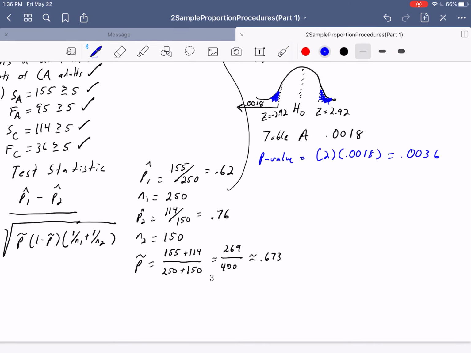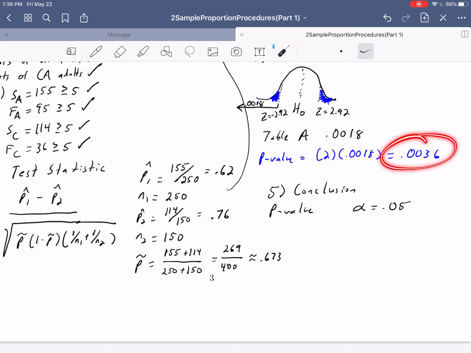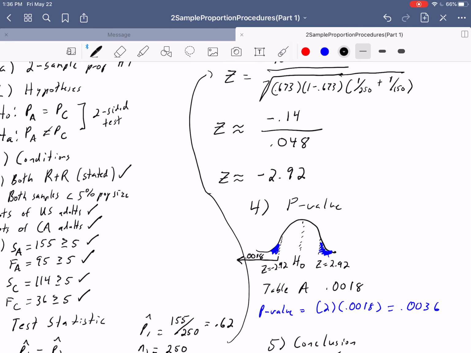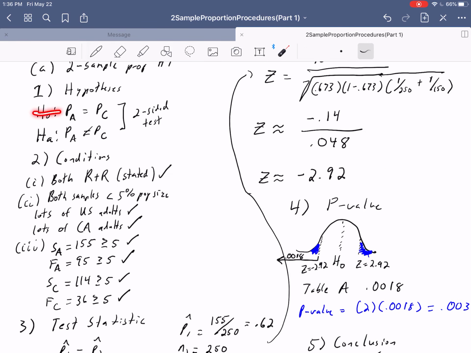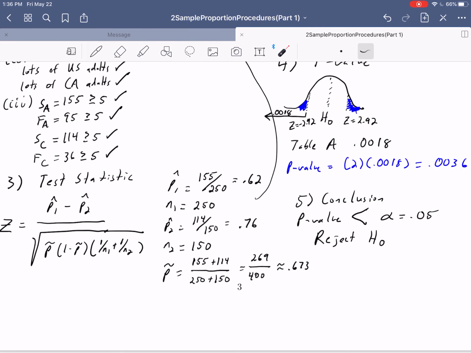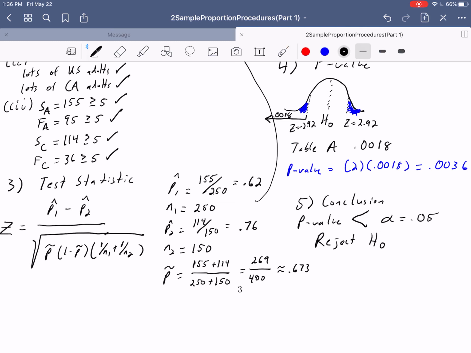All right, we're then ready to go ahead and make our conclusion. So conclusion here, this p-value compared against an alpha of 0.05, this is about 0.36%. This is 5%. So our p-value is much smaller. That means we are rejecting H0 here. So if we think about rejecting H0, that means we are throwing this out and going with the claim that the percentages are not equal. In other words, that there is a difference here.